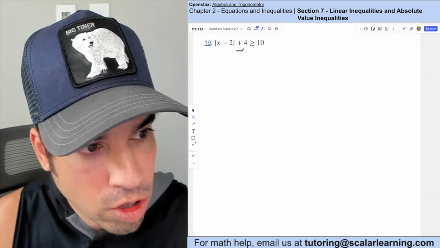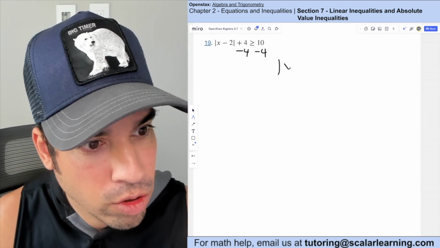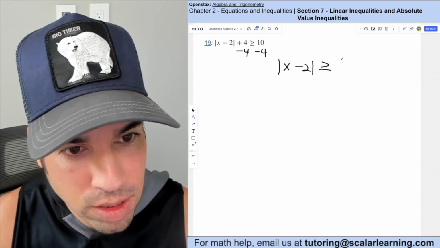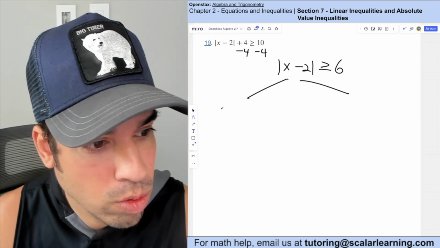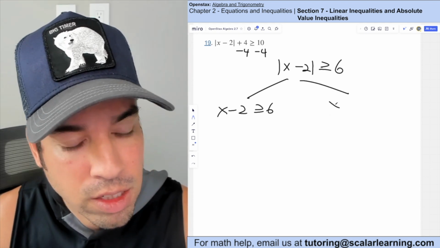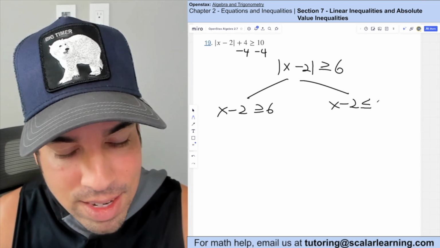Here we want to start by isolating that absolute value. So we have the absolute value of x minus 2 is now greater than or equal to 10 minus 4, which is 6. Now we're going to split this into our two sides. So we have x minus 2 is greater than or equal to 6. x minus 2 is less than or equal to, flip that, and then negate that, negative 6.